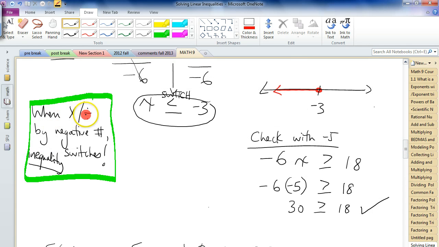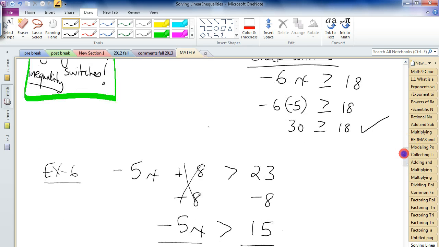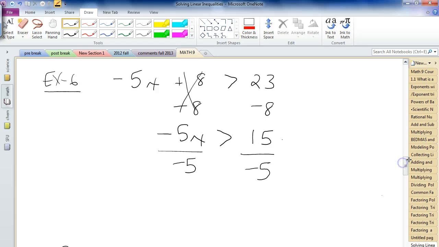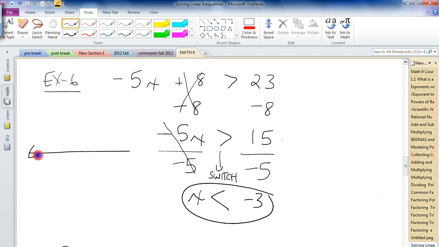When dividing or multiplying by a negative number, the inequality sign switches. So I guess we can first cancel this. We're left with x. Now the sign needs to switch. We got a switcheroo here because we divided by a negative number. 15 divided by negative 5 is negative 3. Solved it. We graph it.